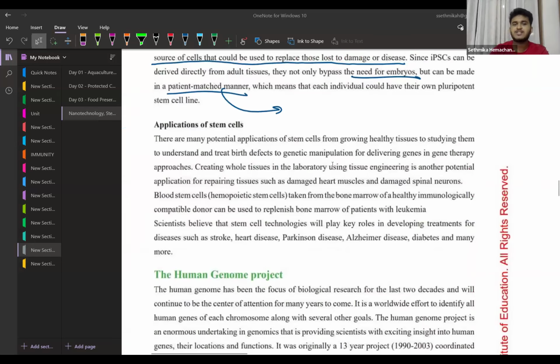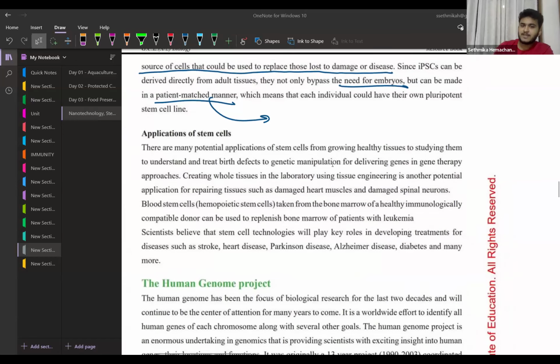Right. Applications of stem cells. There are many potential applications of stem cells, from growing healthy tissues to studying them to understand and treat birth defects, to genetic manipulation for delivering genes in gene therapy approaches. Creating whole tissues in the laboratory using tissue engineering is another potential application for repairing tissues such as damaged heart muscles and damaged spinal organs. There are small kids with holes in their heart that can be treated with this stem cell therapy, right? Those holes can be covered with this stem cell therapy.